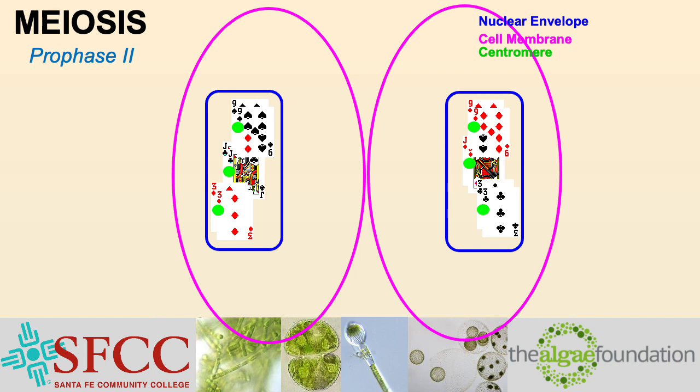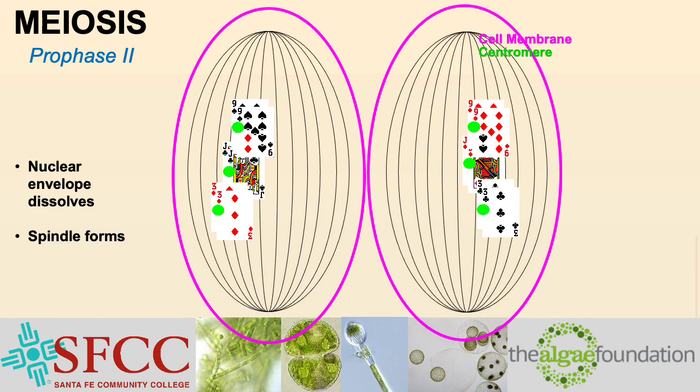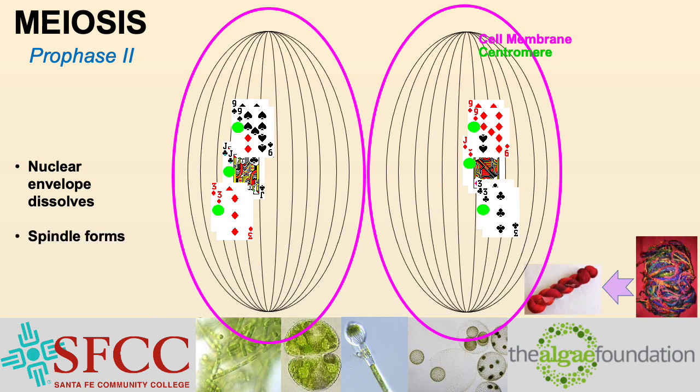Meiosis 2 is the second cell division in meiosis. In prophase 2, the nuclear envelope dissolves in certain species, but not others. We will learn the differences later in the course. The spindle forms, and the chromosomes condense if they changed back into chromatin, the loose yarn, at the end of meiosis I.